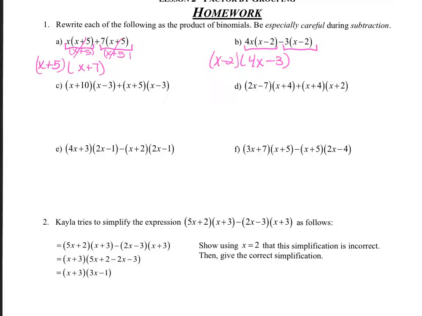In C, a term here and a term here. A little bit more complicated. But what they both have in common is the x minus 3. What I have left is x plus 10 plus x plus 5. In the answer key, I showed an extra set of parentheses right there just to show that the x minus 3 is being multiplied by both of those.